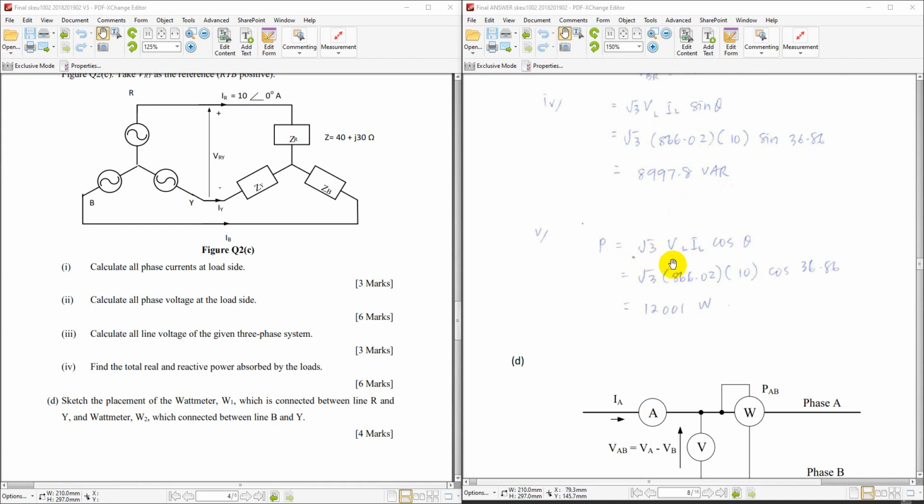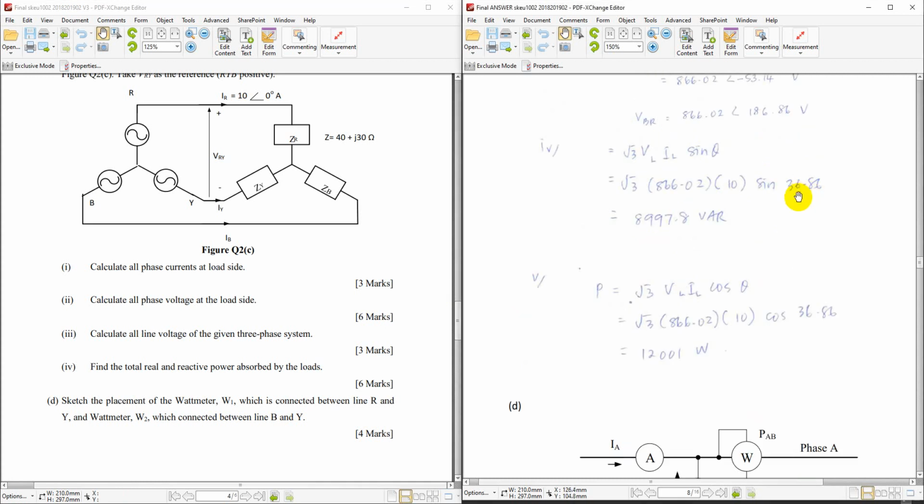If you use the line voltage and line current, make sure that you use square root 3 instead of 3. So this is the difference between the phase voltage and phase current, and the line voltage and line current, theta V minus theta I. So make sure you use the correct one.